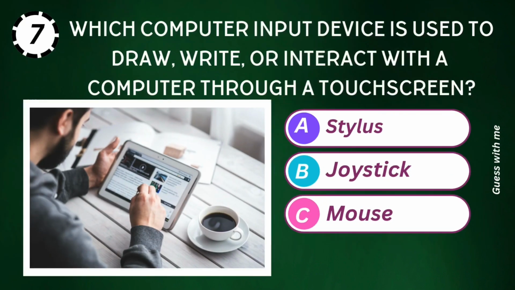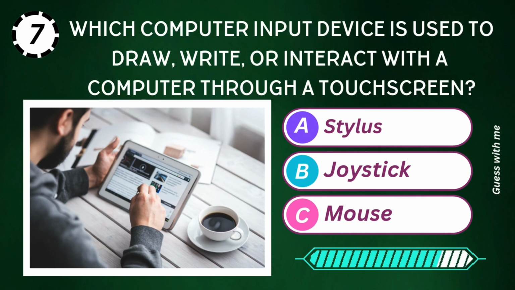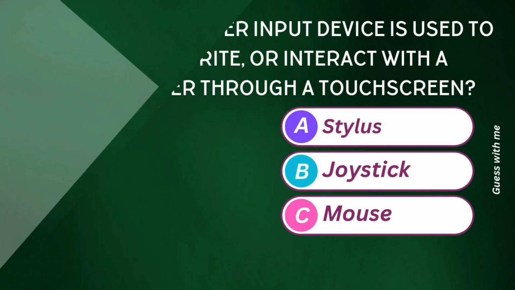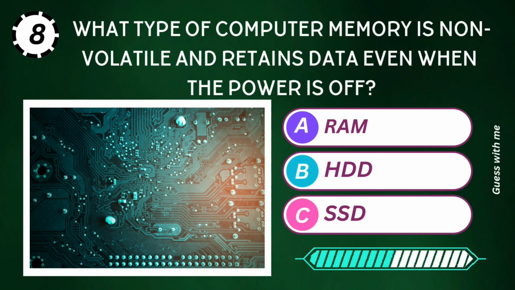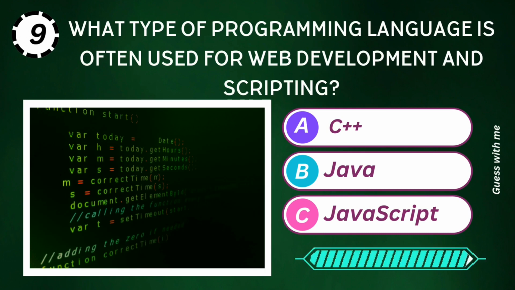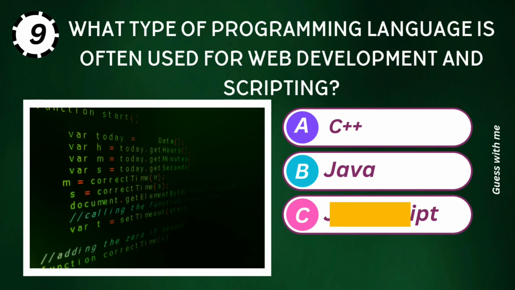Number 7 for you is: which computer input device is used to draw, write or interact with a computer through a touch screen? Stylus. Number 8. What type of computer memory is non-volatile and retains data even when the power is off? A is the answer. Number 9. What type of programming language is often used for web development and scripting? Option C, JavaScript.